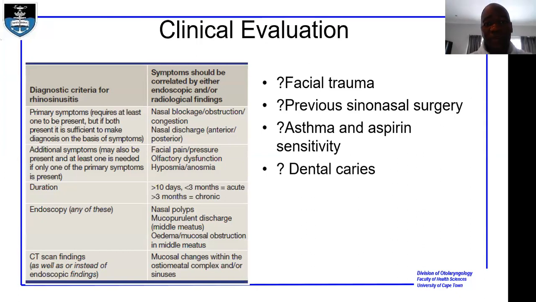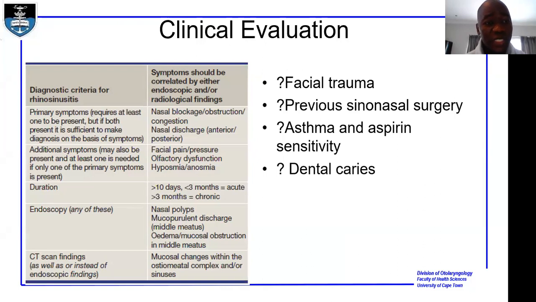So when we evaluate a patient with suspected chronic frontal sinusitis, or any patient with rhinosinusitis, there's a criteria that we use from the European Position Paper on Rhinosinusitis and Nasal Polyps. The diagnostic criteria are that the patient should have primary symptoms. You require at least one of them to be present, and that is nasal blockage, nasal obstruction, nasal congestion, or discharge, which can be anterior or posterior.